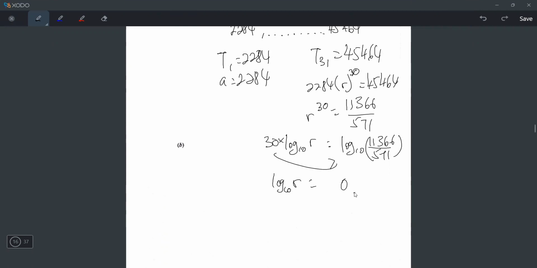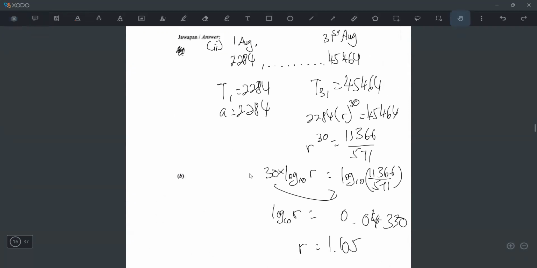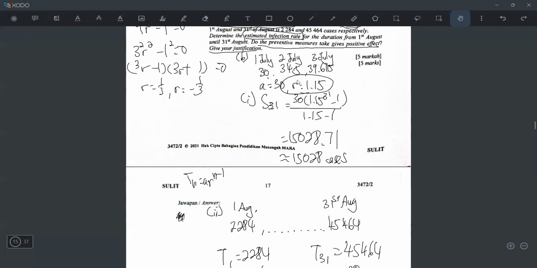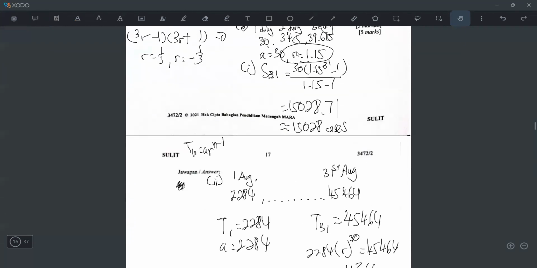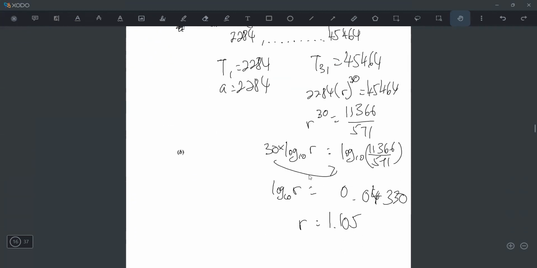Okay, because this one is 0.04322930, something like that, 433. And then I want to find R, so 10 power answer. 10 power answer, 1.105. Okay. So my R, is it bigger than the previous in July or smaller than July? It's smaller, right? Because this one is 1.15. Now it's 1.105. So it's smaller than 1.15, right?